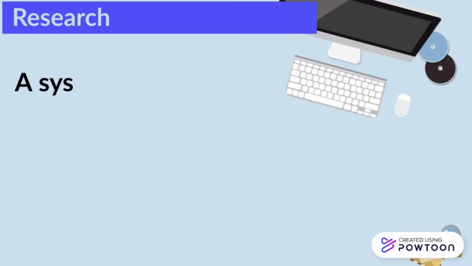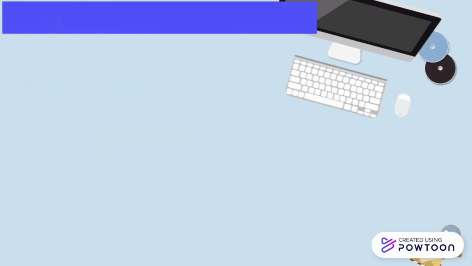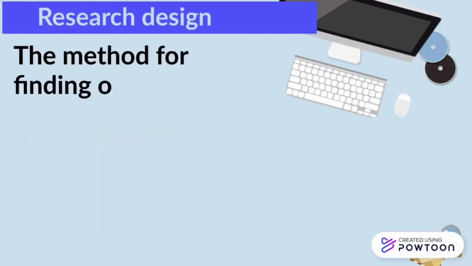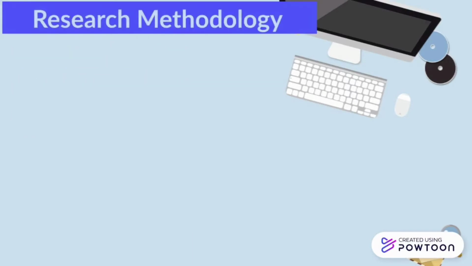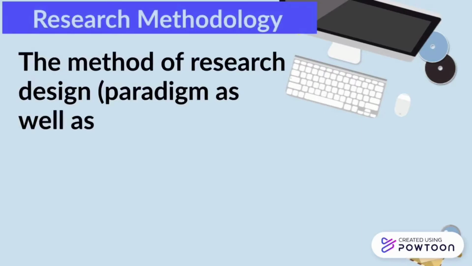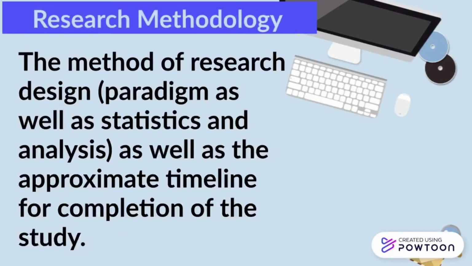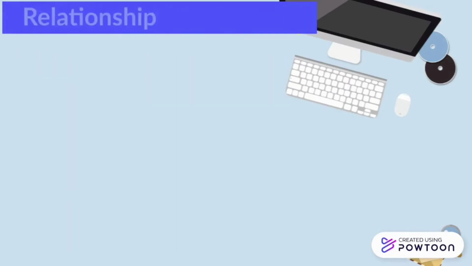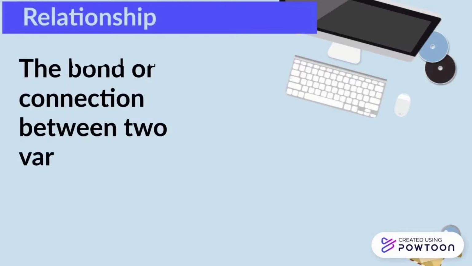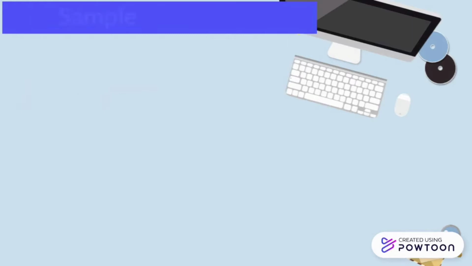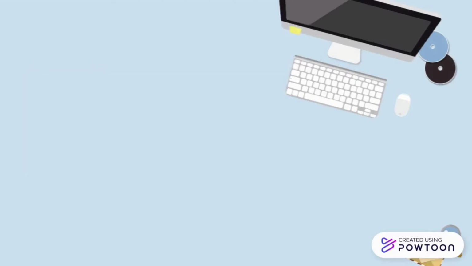Research. A systematic, objective way to generate facts. Research design. The method for finding out what the researcher wants to know: experiment and correlate. Research methodology. The method of research design, a paradigm as well as statistics and analysis, as well as the approximate timeline for completion of the study. Relationship. The bond or connection between two variables. Sample. A smaller group that represents population of interest.